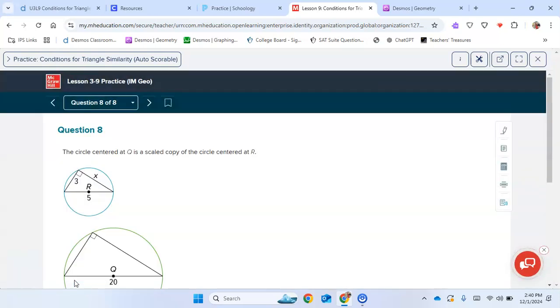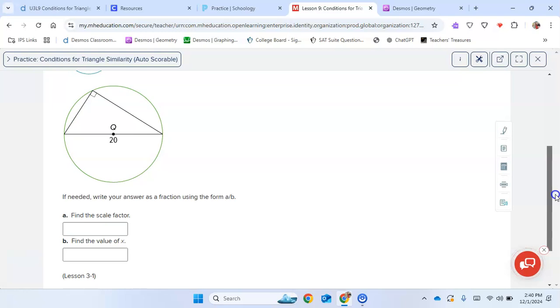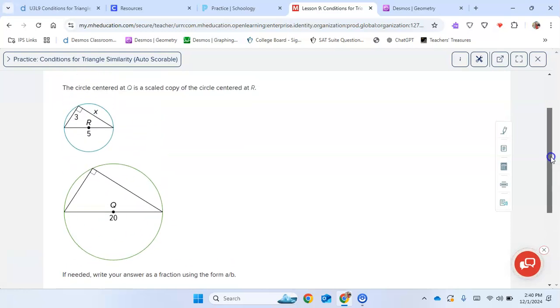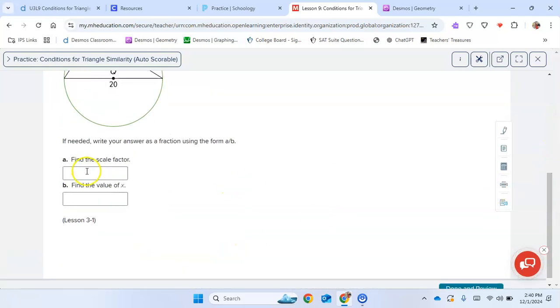Question 8. The circle centered at Q is a scaled copy of the circle centered at R. If needed, write your answer as a fraction using the form A divided by B. Find the scale factor. Well, if that's 5, 5 times 4 is 20. The scale factor is 4.